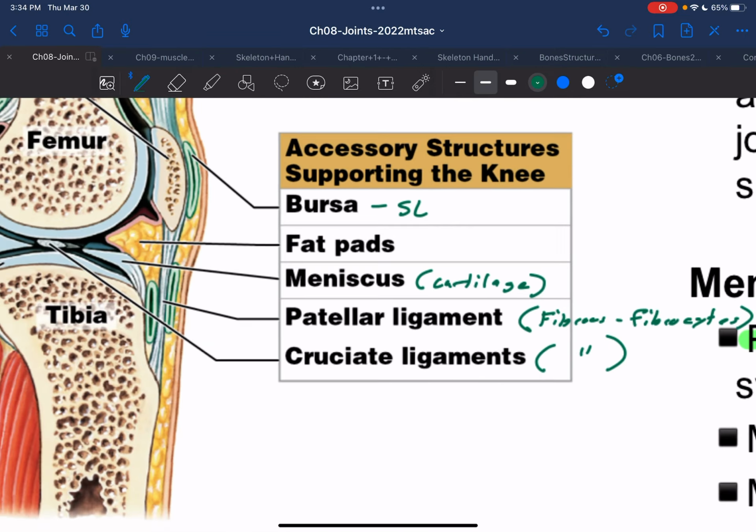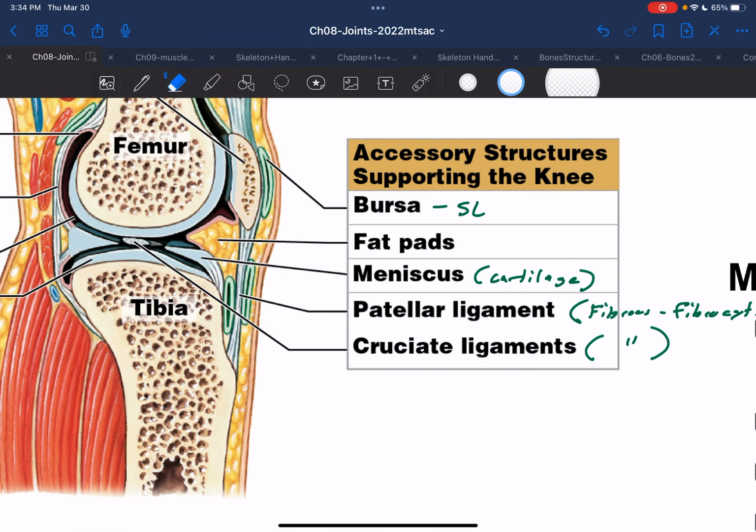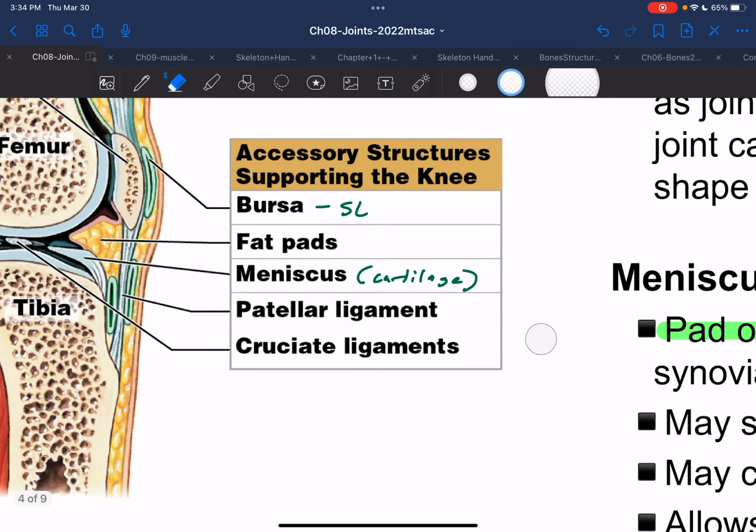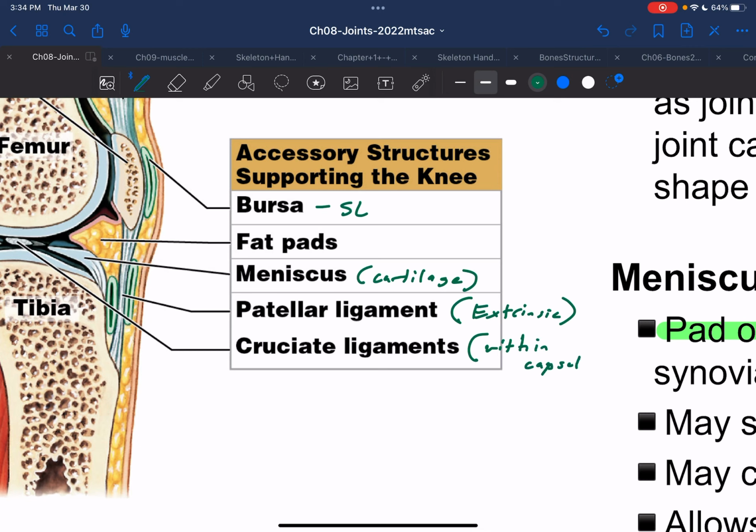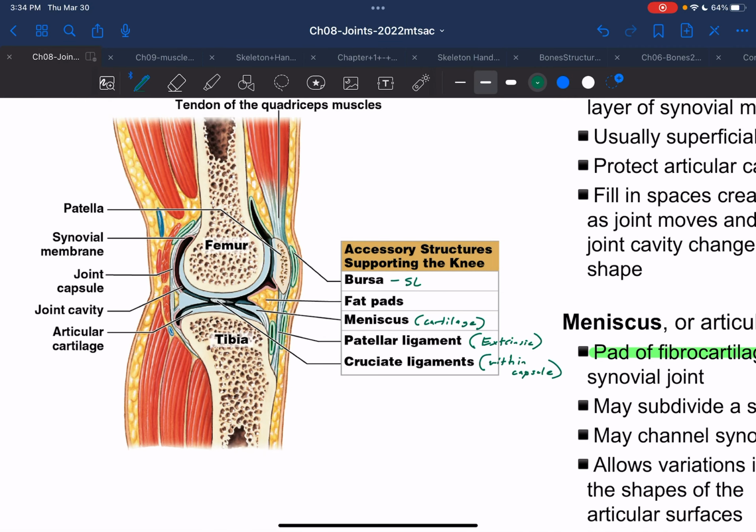And so you can see that a patellar ligament would be considered extrinsic, meaning on the outside, and cruciate, in this case, and in most cases, typically implies within, or intrinsic. But within is easier, right? Within the capsule.